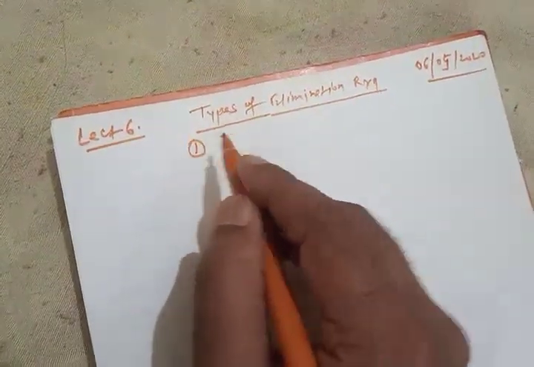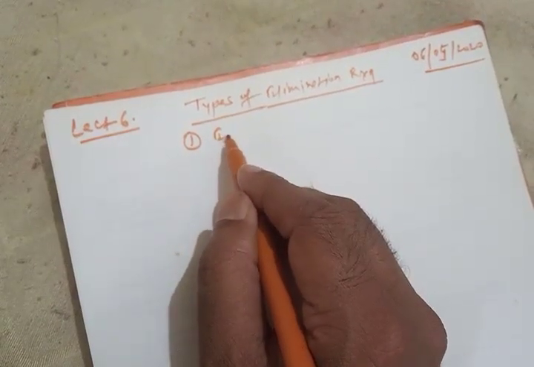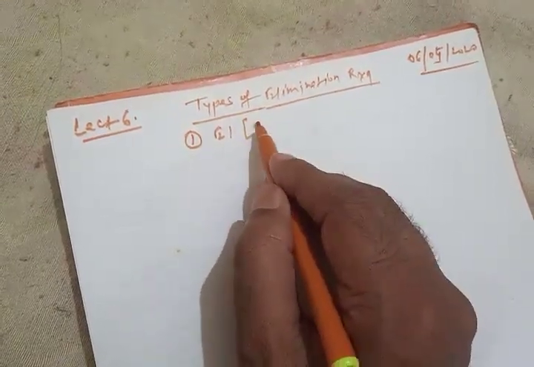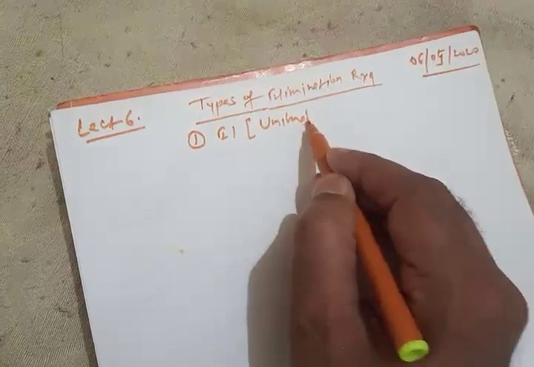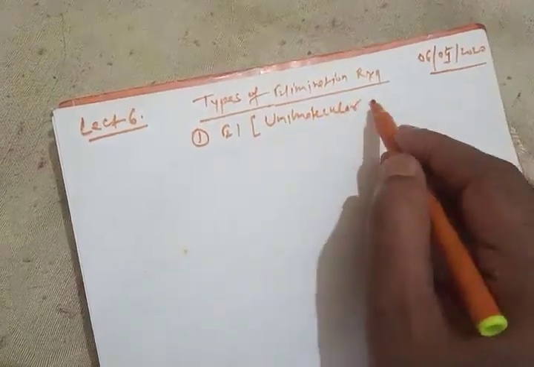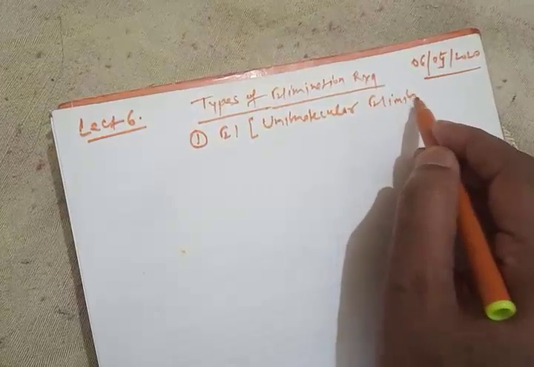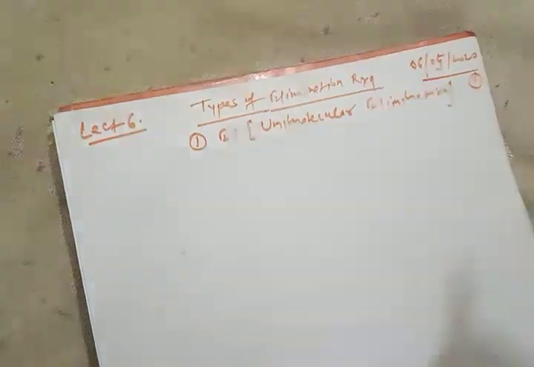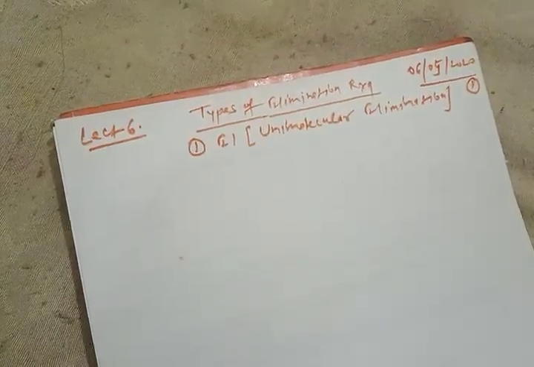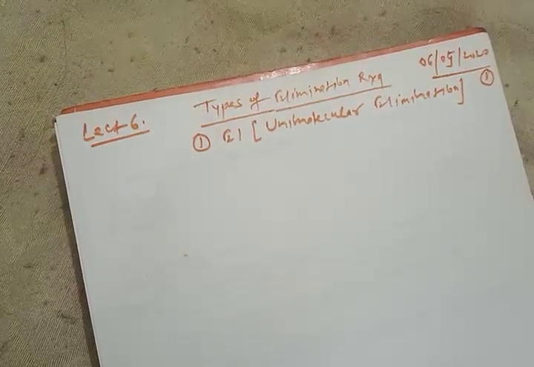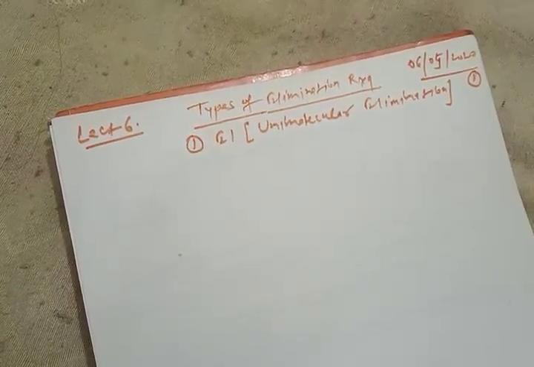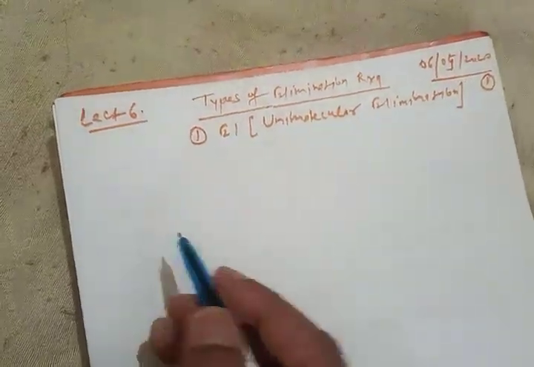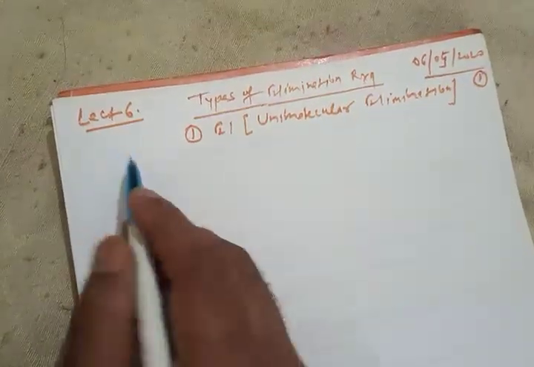The very first is E1 type. E1 is nothing but the unimolecular elimination. This is page number 1. So what is the unimolecular elimination? Unimolecular and bimolecular are properties of chemical kinetics. So let's talk about the reaction first, and of course the mechanism we'll talk about.